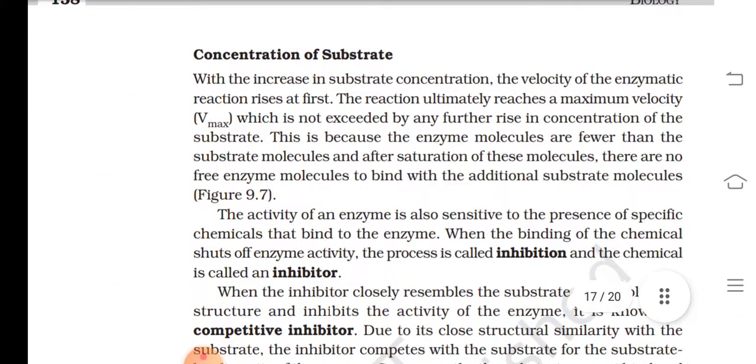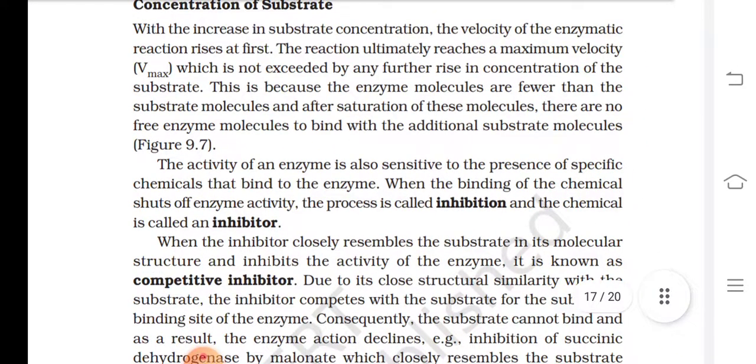Concentration of substrate. With the increase in substrate concentration, the velocity of the enzymatic reaction rises. At first, the reaction ultimately reaches a maximum velocity, Vmax, which is not exceeded by any further rise in concentration of the substrate. This is because the enzyme molecules are fewer than the substrate molecules, and after saturation of these molecules, there are no free enzyme molecules to bind with the additional substrate molecules. That is given in figure 9.7.